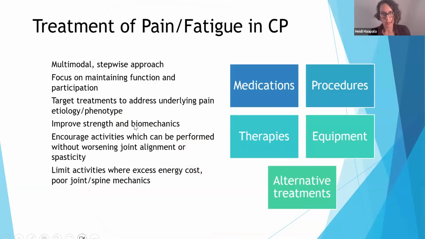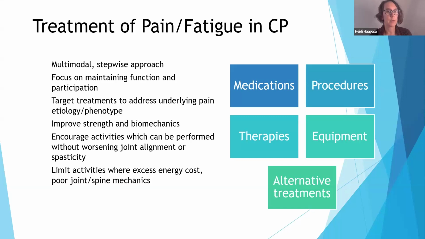And then when we're looking at treatment, when we're looking at pain or chronic pain and fatigue, it's really important to think of this as multiple options for pain. So we have this multimodal approach, and we like to do it stepwise with the least invasive treatments first and step up the intensity as we go along. The goal when we're treating pain is to focus on function and maintaining function and maintaining participation in daily activities. We want to target the treatments to address the underlying mechanisms.